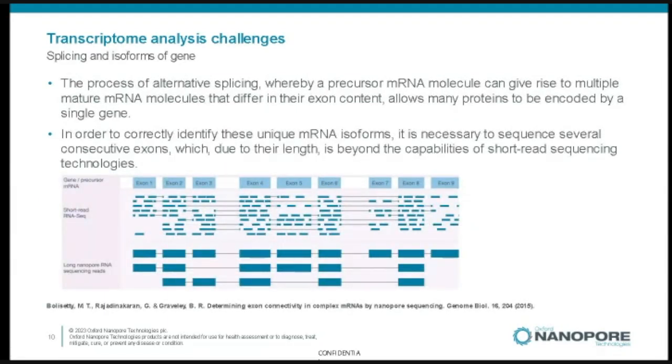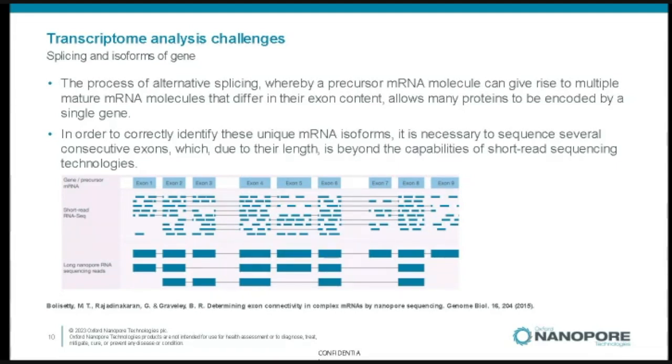Another challenge will be splicing and isoforms. The process of alternative splicing is whereby a precursor mRNA molecule can give rise to multiple mature mRNA molecules that have different exon content, as discussed in the earlier slide. This allows many proteins to be coded by a single gene. So in order to correctly identify these unique mRNA isoforms, it's necessary to sequence several consecutive exons, due to their length, which is beyond the capability of short read sequencing.